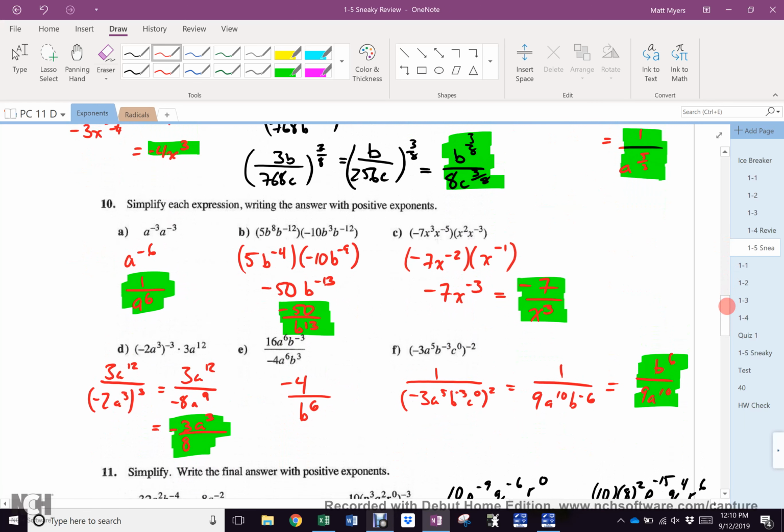10. 1, 2, 3, 4. Oh, I guess that's the answer right there because I didn't highlight it. 5, 6. 8. B. Sure. Anything other than B? B and F. All right. So I can erase A and C so I have room to work.